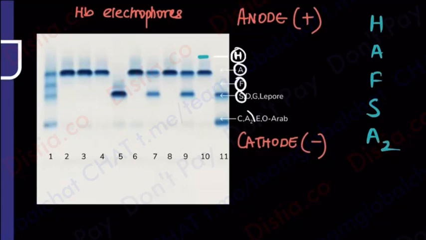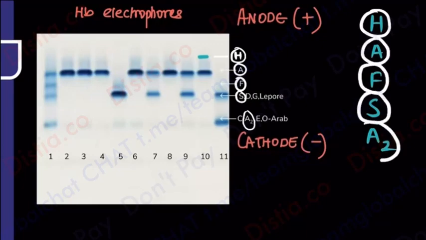Now everyone's understood what the HAFSA mnemonic is. So we have hemoglobin H, hemoglobin A, hemoglobin F, hemoglobin S and hemoglobin A2, and this is going to go from anode to cathode. But now I also see some other hemoglobins. I realize that S and D tend to overlap.